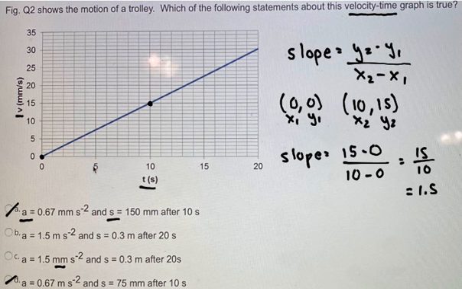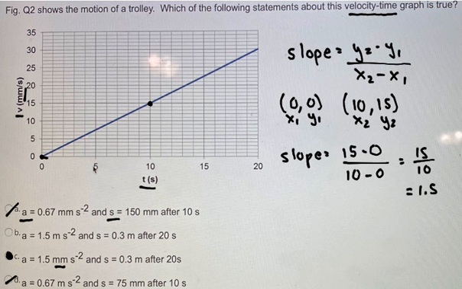So notice that V is in millimeters per second. So that means that our acceleration will be in millimeters per second squared. So we can already tell that our answer is going to be C. But in order to find S, we can also discuss that when you have a velocity time graph, the displacement is the area under the curve.